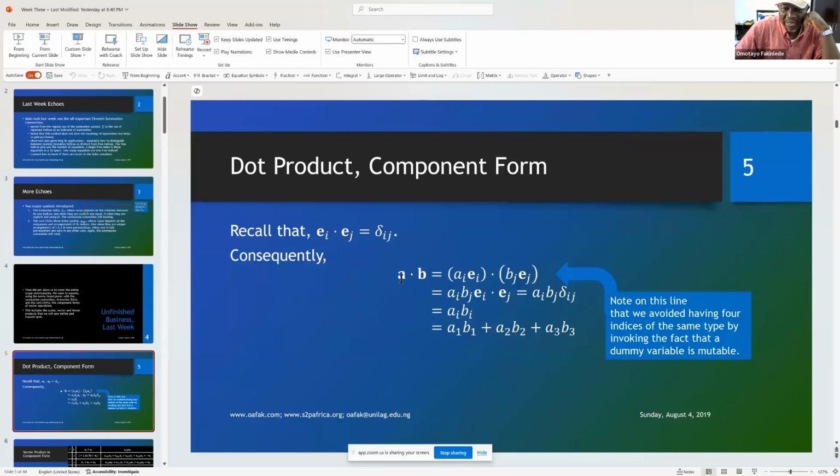Okay, so consequently, if you now have A dot B, you know that we can write A as A1 E1 plus A2 E2 plus A3 E3. This also is B1 E1 plus B2 E2 plus B3 E3. When we take the dot product, there is one thing I want you to know.